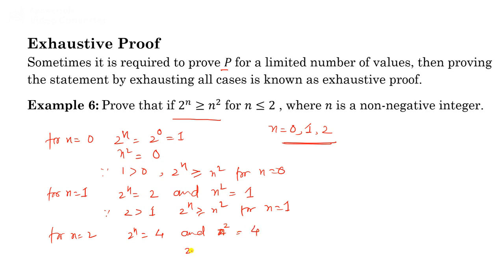So you can write 2 raised to power n is equal to n square for n equal to 2. So we have proved for all these cases 0, 1 and 2. So when a limited number of cases are given, then you can prove the statement for all these cases. In this way you can prove the statement.